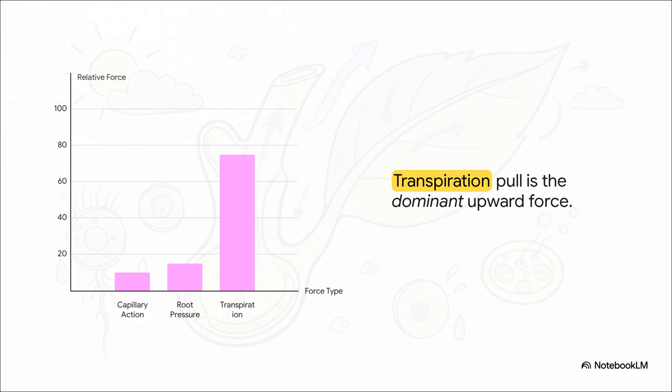That first bar on the left for capillary action, pretty small. The second bar for root pressure, also quite small. But then look at that third bar on the right, transpiration pull. It is massively taller than the other 2 combined. So the big takeaway here is that while capillary action and root pressure definitely help out, transpiration pull is visually and functionally the absolute dominant force driving that water upward against gravity.